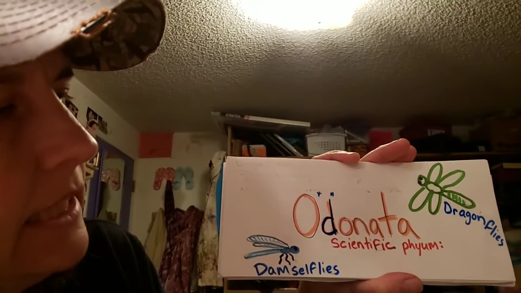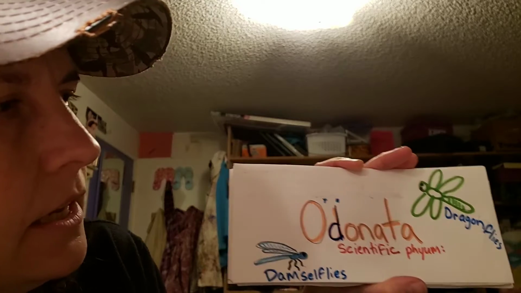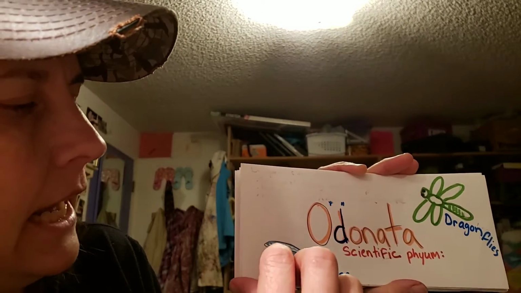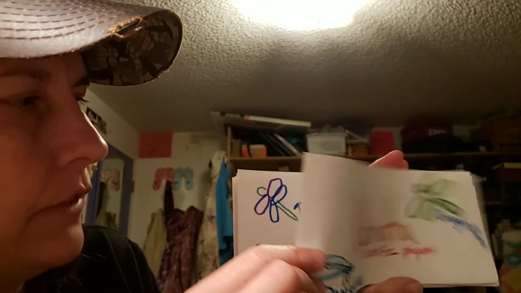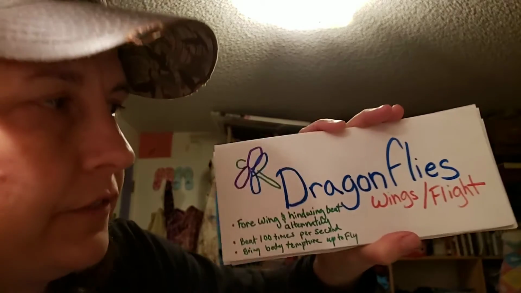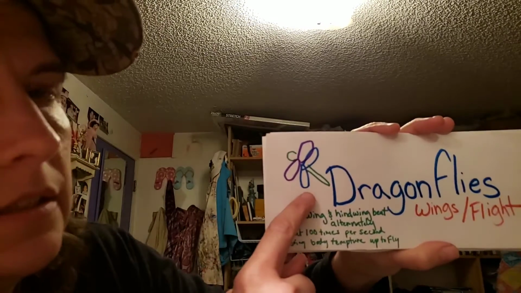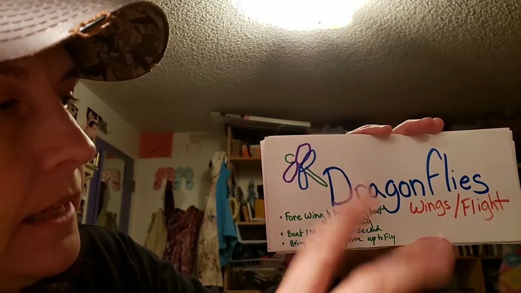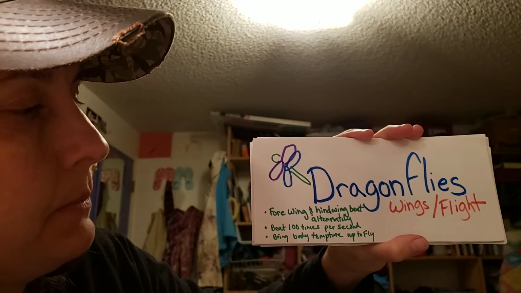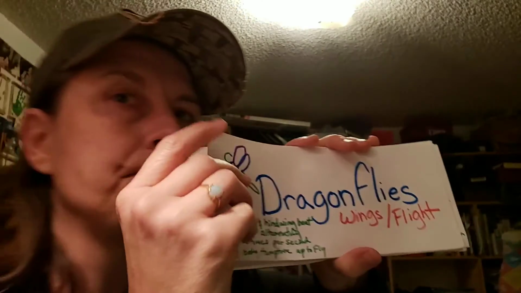Odonata. DDD. Odonata. Remember, it's the scientific phylum of the D's. Dragonfly and damselfly. Dragonflies, wings and flight. Remember that the forewings and the hind wings beat alternately. They beat 100 times per second, and they have to bring up their body temperature to fly.